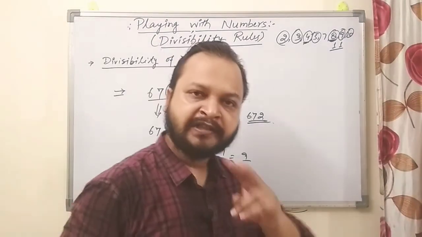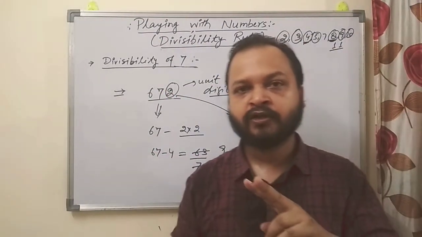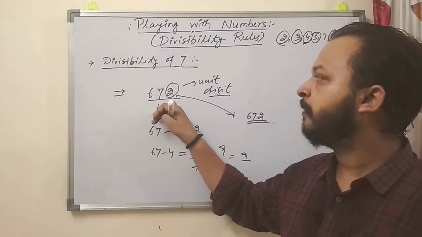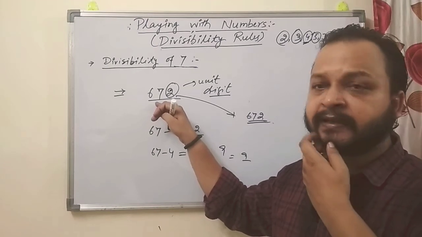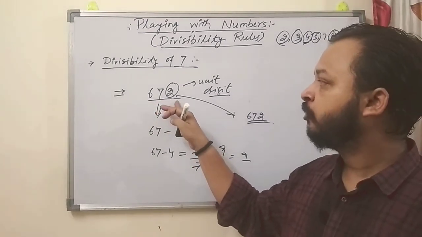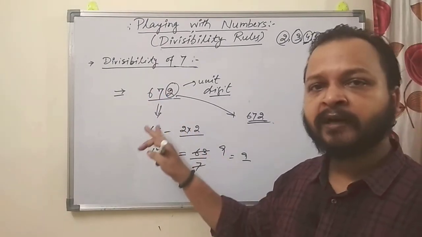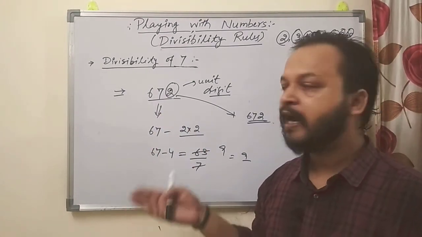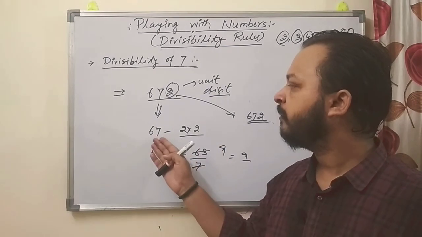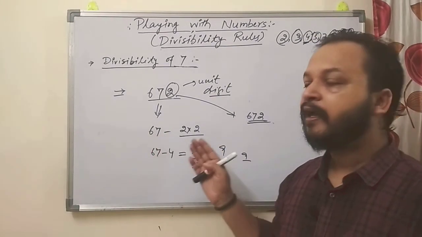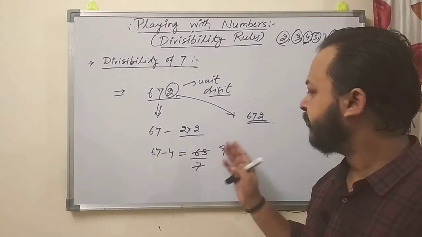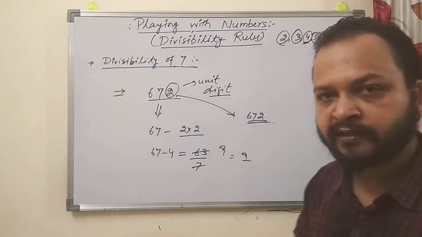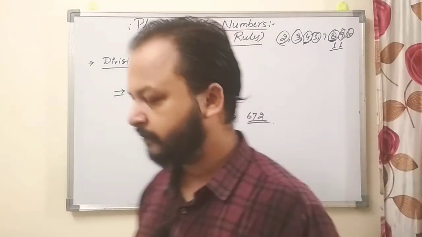So there are two steps, and you should always remember: first separate the unit digit, write down the remaining part, and double the unit digit. Then subtract the doubled number from the remaining part, and if the resultant is divisible by 7, then the number is divisible by 7, right?